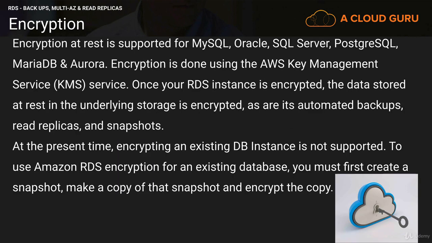Now, before we have a look at how we go and do this, I just want to talk a little bit about encryption. Encryption at rest is supported for MySQL, Oracle, SQL Server, PostgreSQL, MariaDB, and Aurora, so everything now supports encryption at rest. It's done using the AWS KMS or Key Management Service. We cover KMS in an awful lot of detail in this Certified Security Specialty course, so if you do want to go on and get security certified, which is really valuable right now, definitely check out that course.